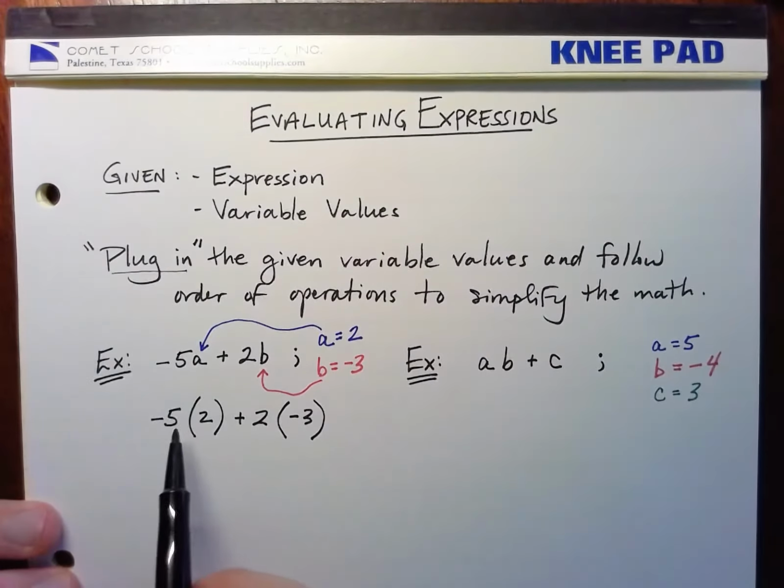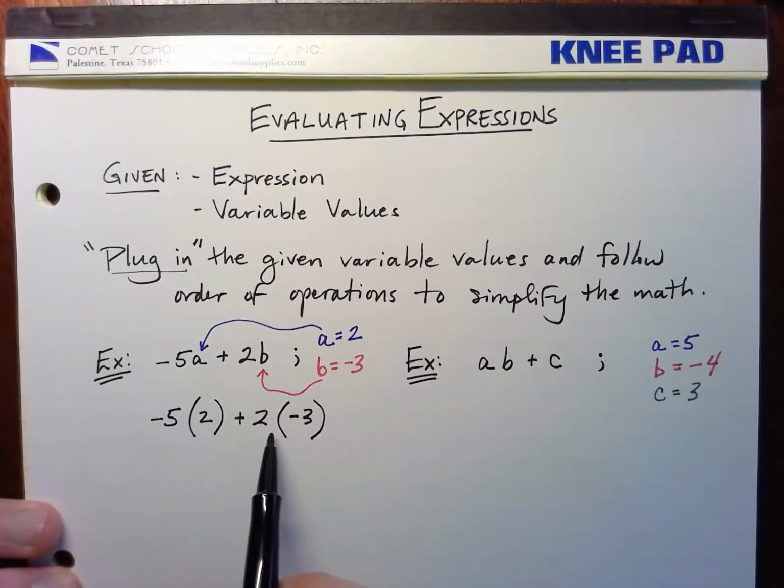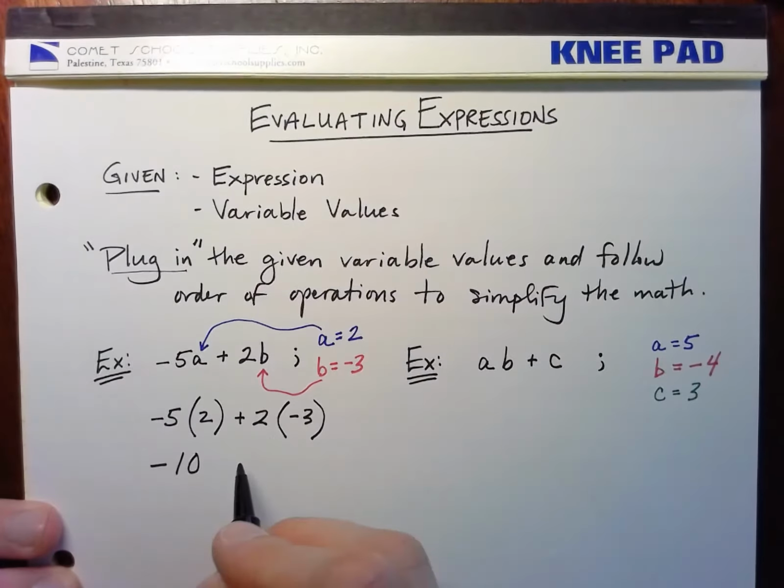Then, using order of operations, we have to do the multiplication here and the multiplication here. So this will be a negative 10, and then this is a negative 6, so plus a negative 6 is just minus 6, and that leaves us with negative 16.